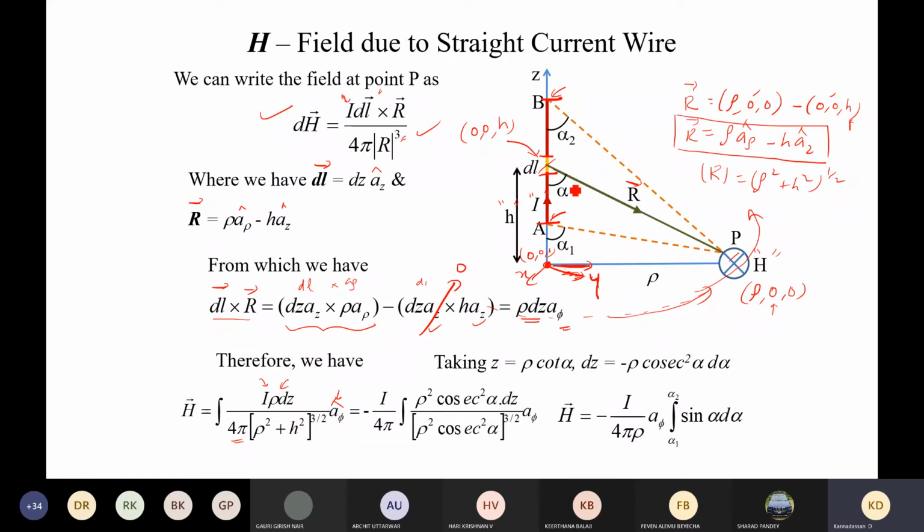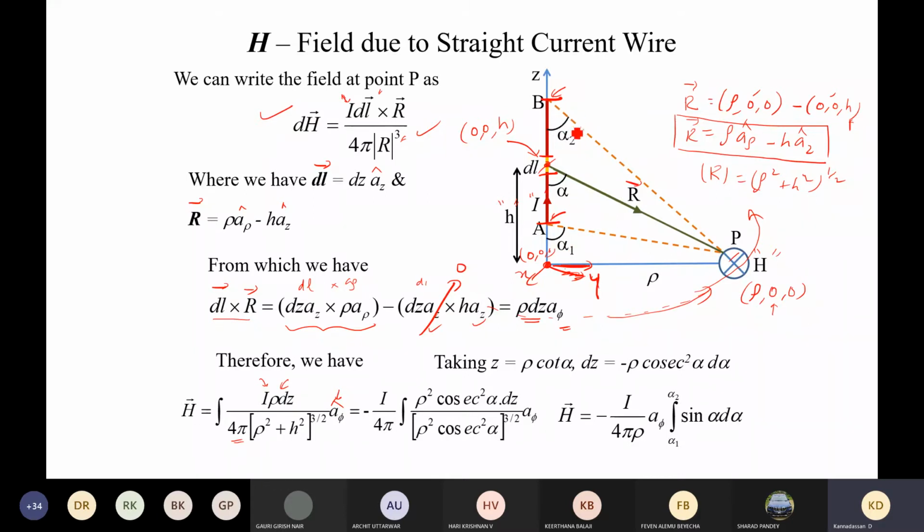So what is being done here is that this dl vector, or the line vector, and this r vector are going to make an angle of alpha. And now we can define alpha in terms of both this dl vector as well as the r vector by making the triangle, and therefore we can define the end points as alpha 1 and alpha 2.